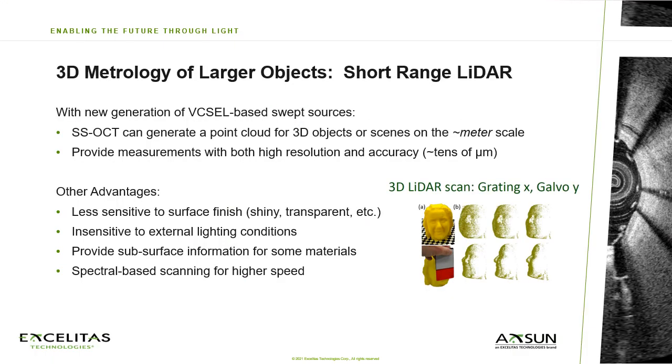I've highlighted several applications of OCT for its ability to measure thin layers on the micron to millimeter scale, but it also has some important advantages in 3D scanning and metrology of larger objects and scenes. By trading off some resolution for increased ranging depth, one can achieve a short-range LiDAR scan over distances of multiple meters using next-generation VCSEL-based swept sources. Some advantages of using swept source OCT technology include insensitivity to surface finish, which can be problematic for triangulation-based scanners, insensitivity to lighting conditions, which can be problematic for structured illumination and photographic scanners, and higher resolution and accuracy than time-of-flight laser scanners.